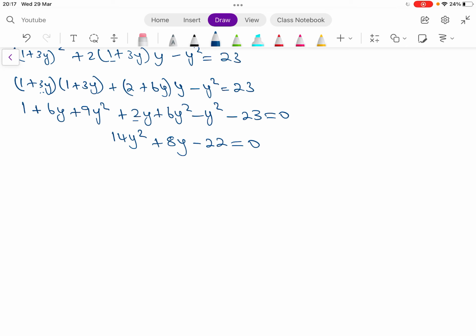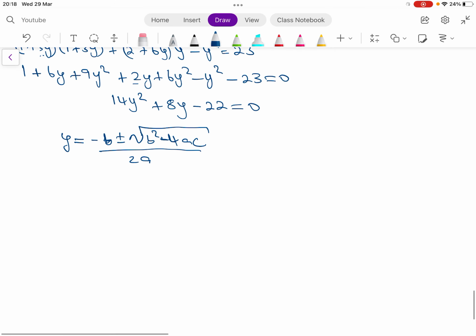What we can do here to simplify our lives, we just use the quadratic formula. We don't have to stress too much. That means y is equal to minus b plus or minus the square root of b squared minus 4ac, like that. Excuse my handwriting if it is too bad at this point, but I hope you get to see the picture that you need to see.